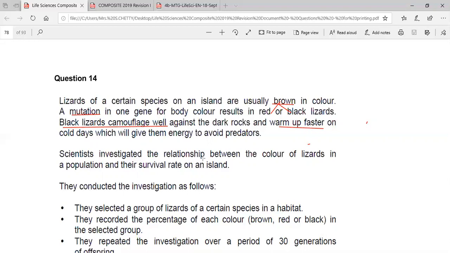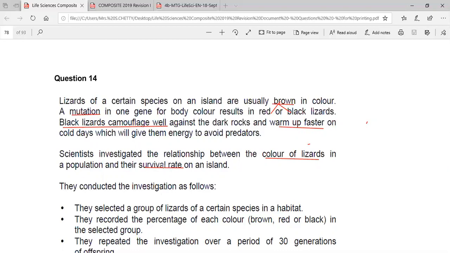Scientists investigated the relationship between the color of lizards in a population and their survival rate on an island. Okay, the relationship between color. So color is the independent factor. So if you want to see the effect of something, color here is your independent factor and survival rate would be the dependent factor. They conducted the investigation as follows. So that's what they wanted to find out. So in your investigation, you will vary the color and then you will see how many survived on an island.